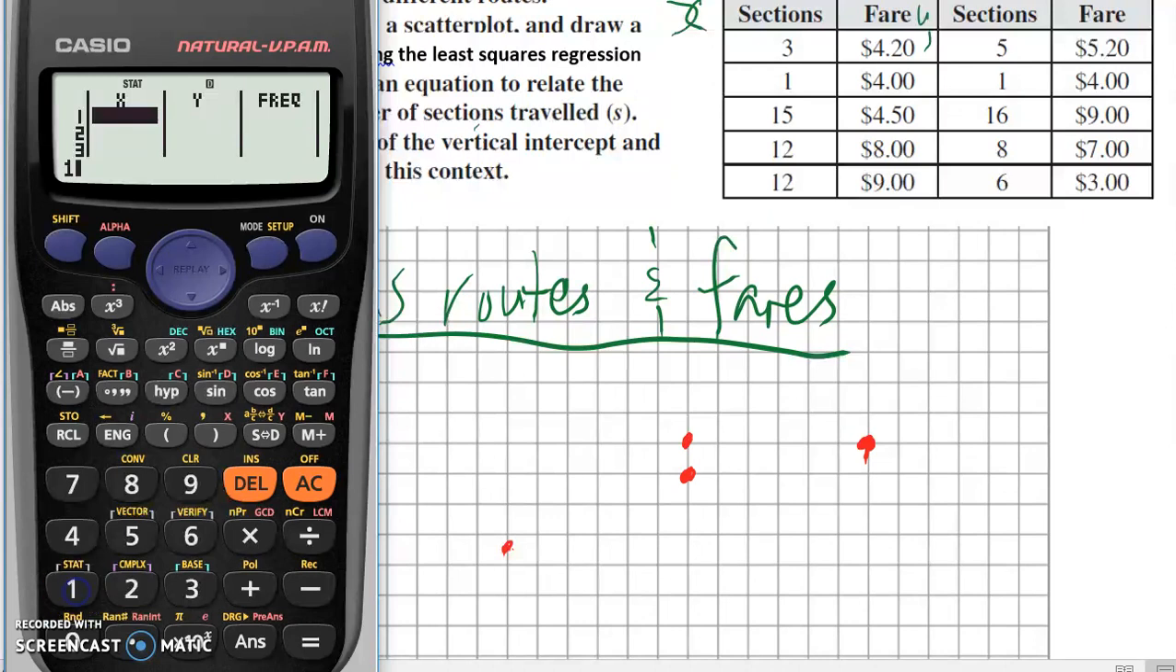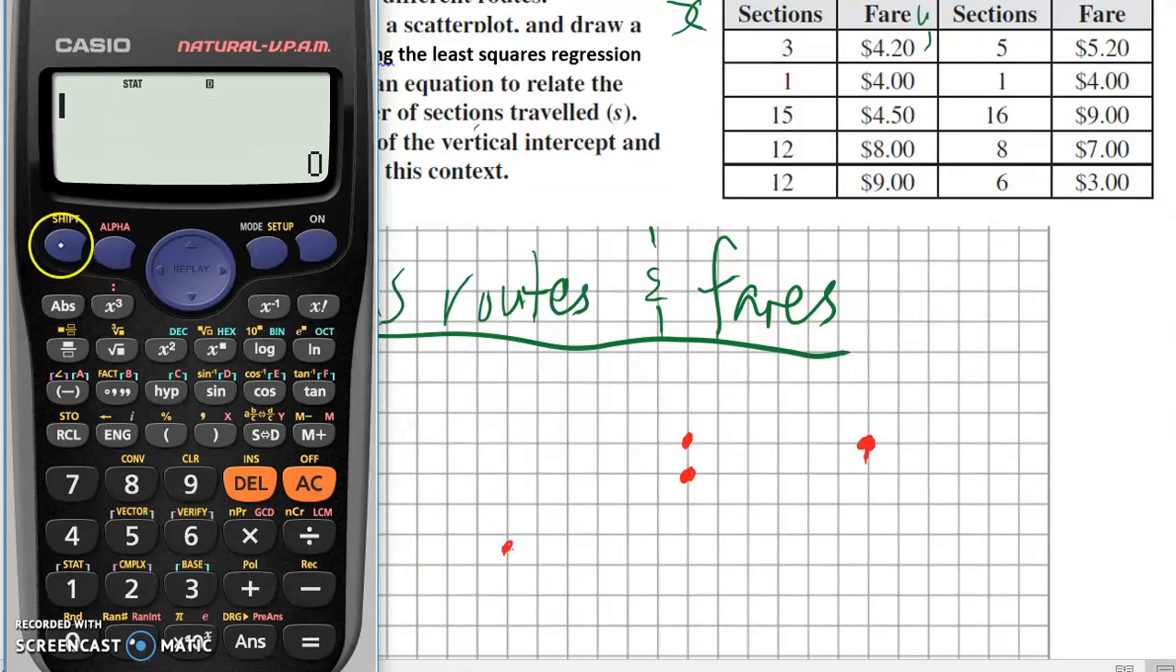So I'm going to put 1, and I'm going to put in the values as I go just so I don't forget. That was $4, but I've actually got that showing up 2 times. It has a frequency of 2 because it appears 2 times in my table. So that's important that you put that in. The next one was $3. I'm going to do it in ascending order. And at 3 sections, it's $4.20, so I'm going to put 4.2 in there. For 5, the value is $5.20, so I'm going to put 5.2. And I'm going to do all of them, but just to save time, I'm going to pause and come back. All right, so I've put all of my data in.